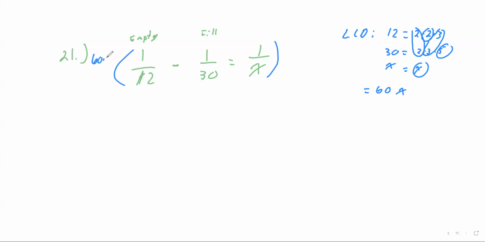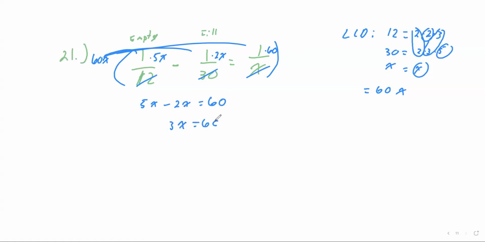So I'm going to multiply everything by 60x. So 12 goes into 60 five times with an x. 30 goes into 60 two times with an x. And then, of course, x goes into 60x with just a 60 left. So I got 5x minus 2x equals 60. So that gives me 3x equals 60.